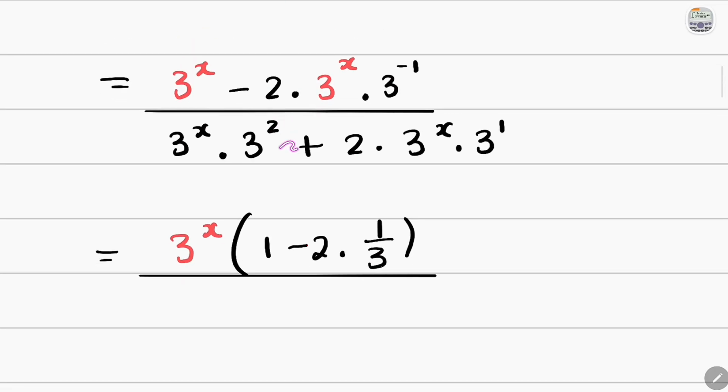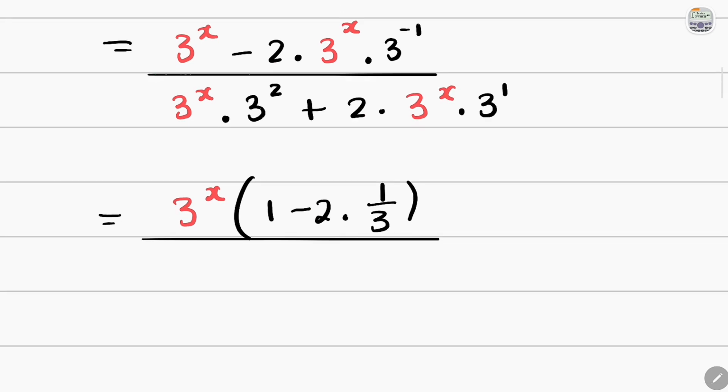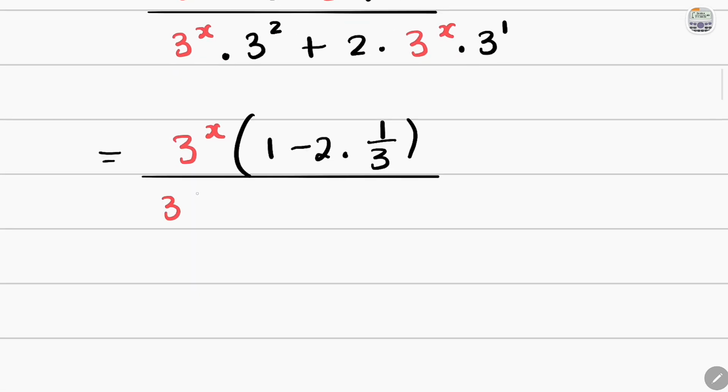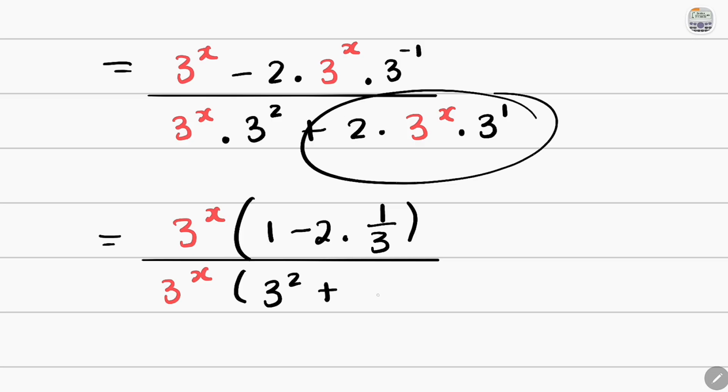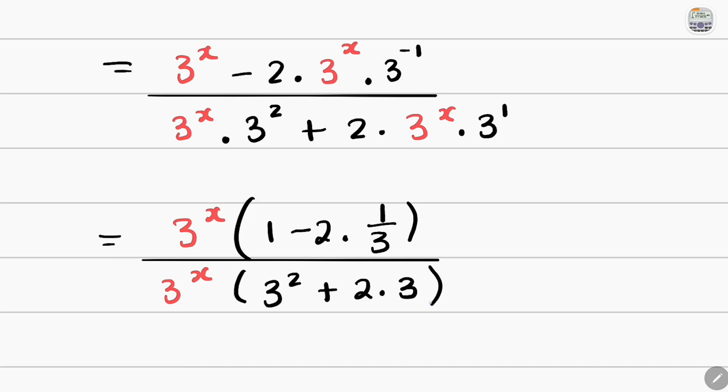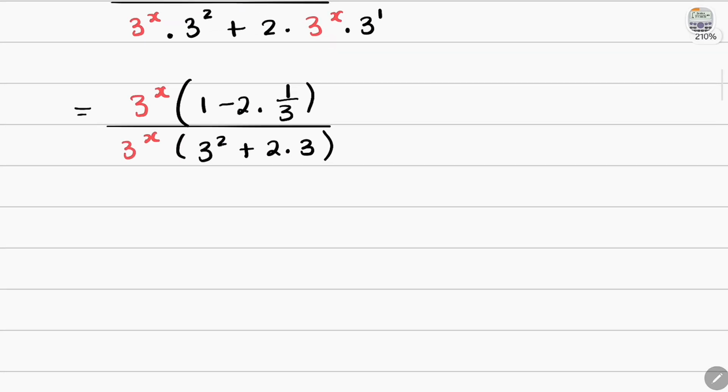Do you see in your denominator, how many terms do you have? You have 2 terms, 1 and 2. And what's common in both terms? It's also the 3 to the power of x. So we're going to take 3 to the power of x out as a common factor, and what are we left with? In the first term, we are left with the 3 to the power of 2. In the second term, we are left with the positive 2, then times 3. Okay, and now we just have to simplify.